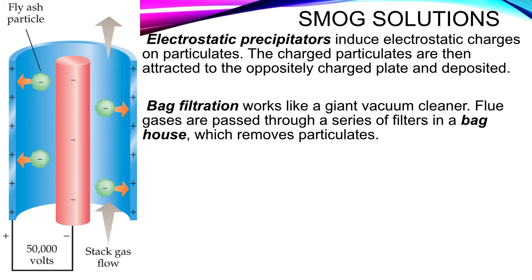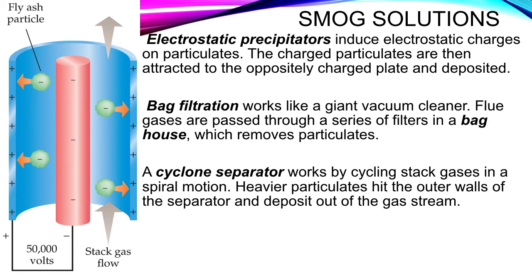Another one is bag filtration. Bag filtration works like a giant vacuum cleaner. So the gases from the smokestack are passed through a series of filters that will help to remove the particulate matter. A cyclone separator works like that fair ride where everybody stands in. They sort of stand up against a thing and it starts spinning really, really fast, and then the floor drops down and you don't go anywhere because it's spinning so fast that you don't need the floor to stand on. That's basically how a cyclone separator works.